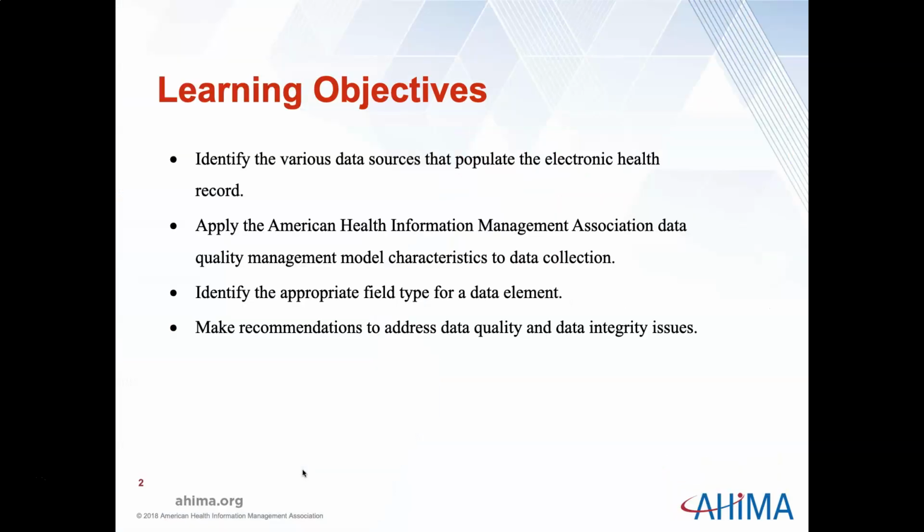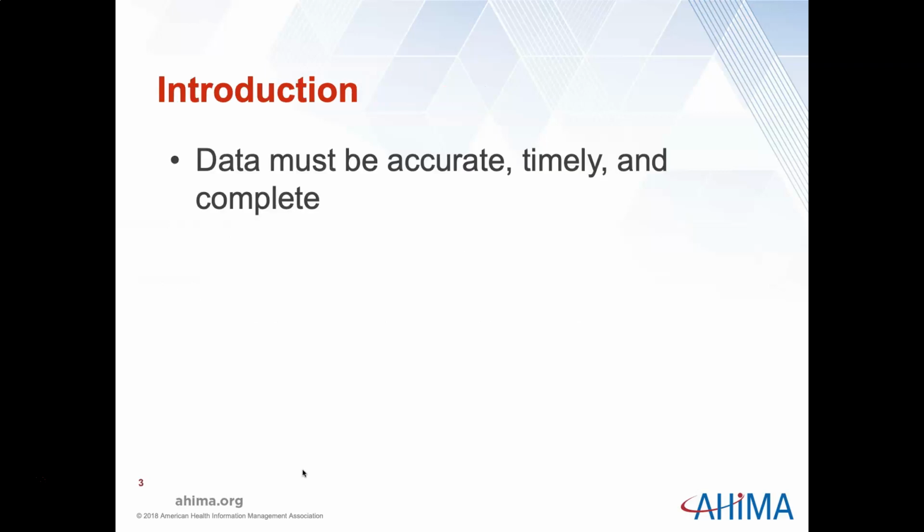Our learning objectives, according to our book, are to identify the various data sources that populate the electronic health record, apply the AHIMA data quality management model characteristics to data collection, identify the appropriate field type for a data element, and make recommendations to address data quality and data integrity issues.